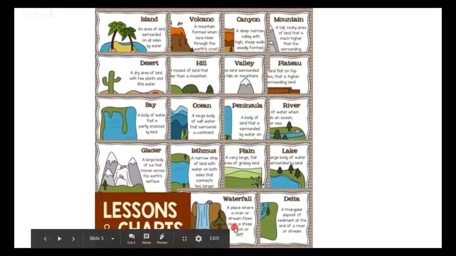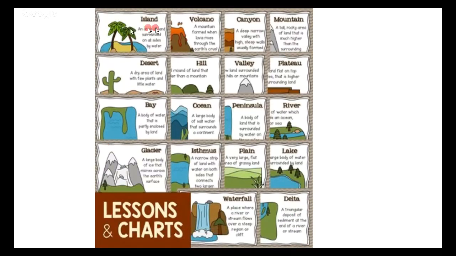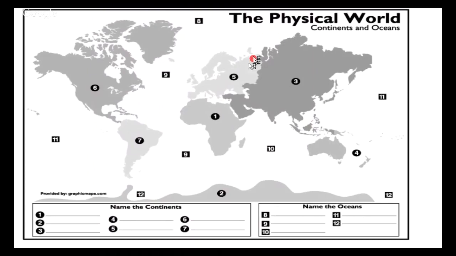We have waterfall and we have delta. Delta, land that is formed at the mouth of a river. So bear these things in mind that we need to remember our landforms. Let's go back to this. Physical world. 6. What's 6?